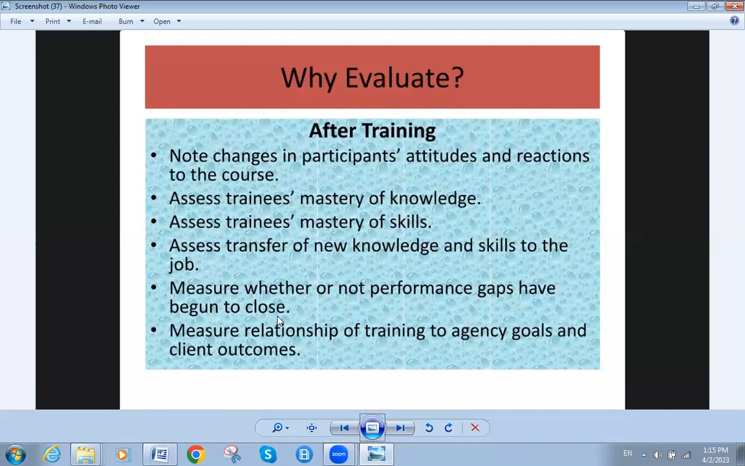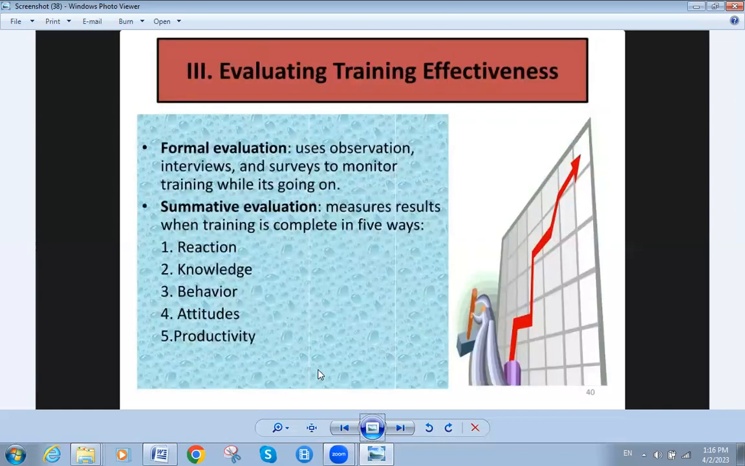Now, the gap means the difference between before training and after training. Did the training program fulfill all the needs to upgrade the skills or not yet? Measure the relationship of training to agency goals and client outcomes. How will we see the trainee's effectiveness? How can we say that the person who's trained is effective now? Formal evaluation through those things.